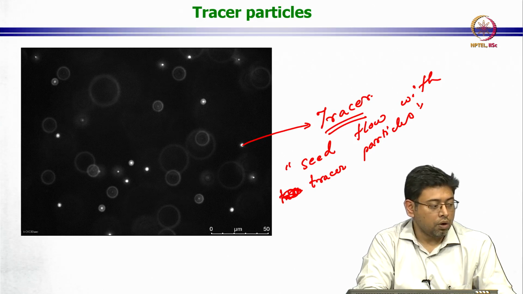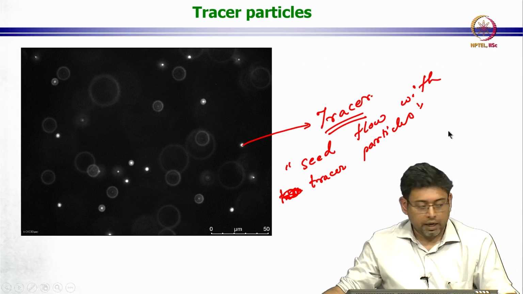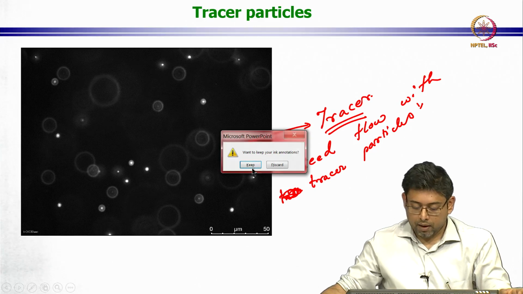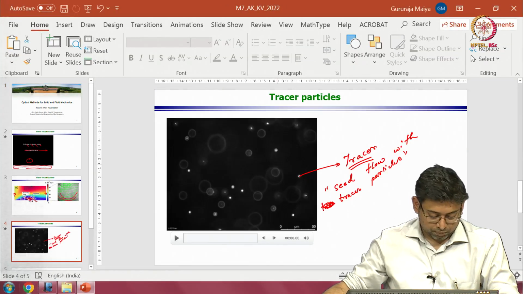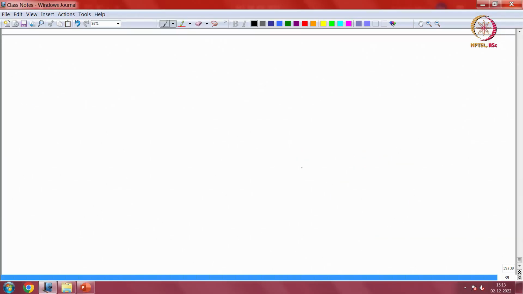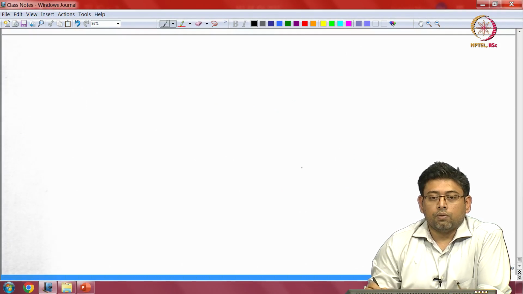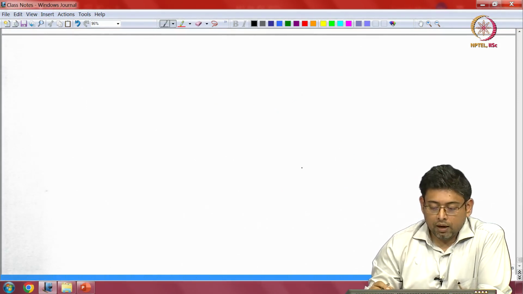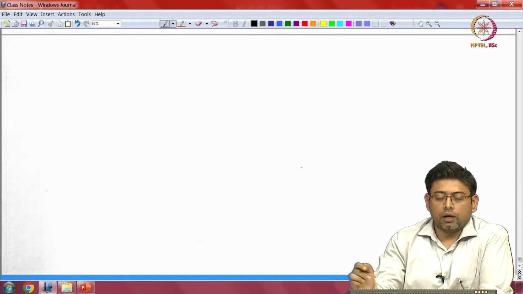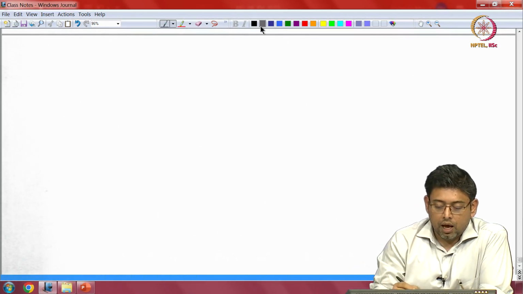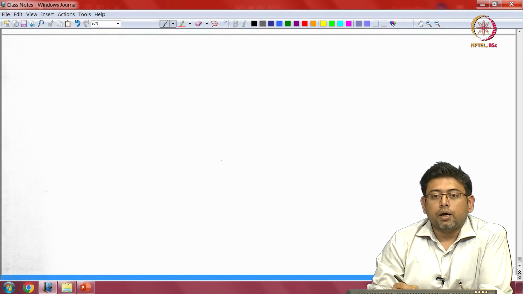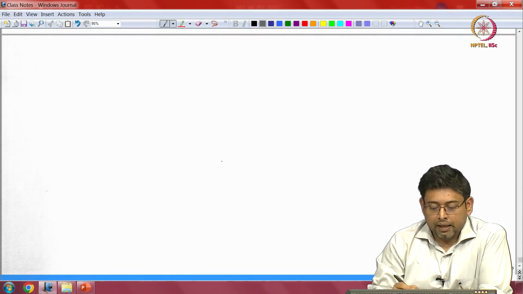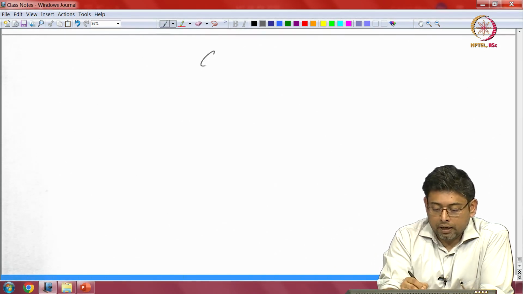Okay. So with that, I'm going to change to my notepad. Okay. So the problem at hand is flow visualization, and we are going to consider the use of tracer particles. But even before we do that, there are a couple of important aspects that need to be mentioned. Now, in theoretical fluid mechanics, there is an idea called the continuum approach.